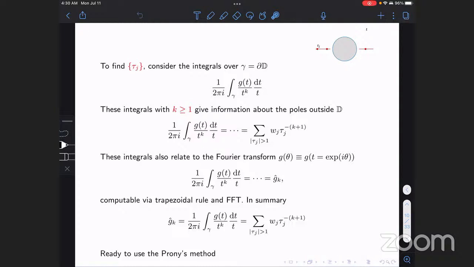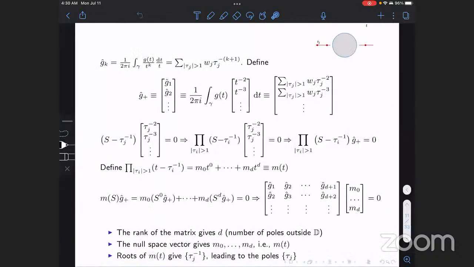So in summary, this integral on the one hand gives us the k-th Fourier coefficients of the function g restricted to the unit circle. On the other hand, it can be written as a sum of the poles to a certain power. Now, with this transformation, we're able to use Prony's method. And again, let me highlight this important formula here.